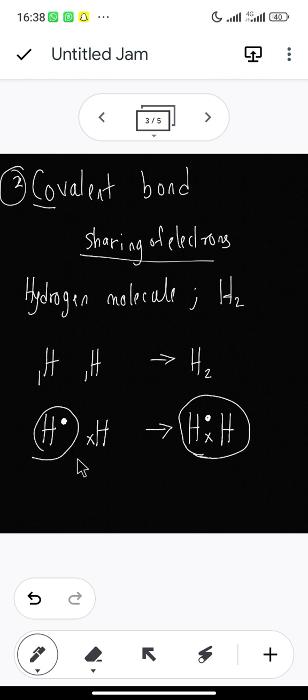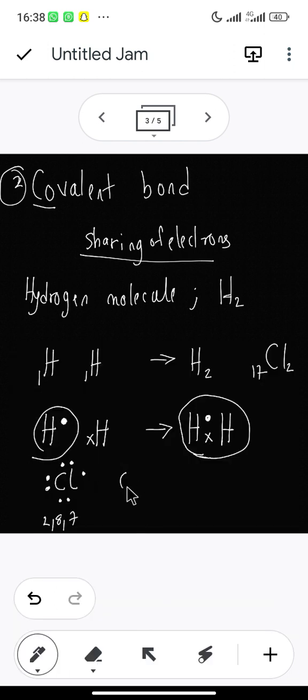Another example is chlorine. Chlorine also is diatomic. When you do the structure and everything, you see it. Chlorine has an atomic number of 17. So the first shell is going to be 2, the second shell is going to be 8, the third shell is going to be 7. So we're going to have 1, 2, 3, 4, 5, 6, and the last, 7.